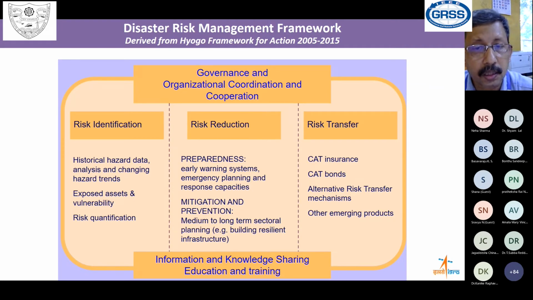One is the preparedness, through early warning system, emergency planning and response capacities. And the second one is the mitigation and prevention, which involved developing long-term or medium to long-term sectoral planning, such as building resilient infrastructure, etc. And the third component was the risk transfer through various bonds and alternative risk transfer mechanisms.